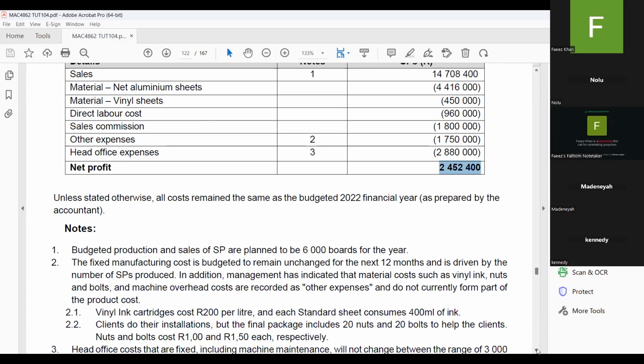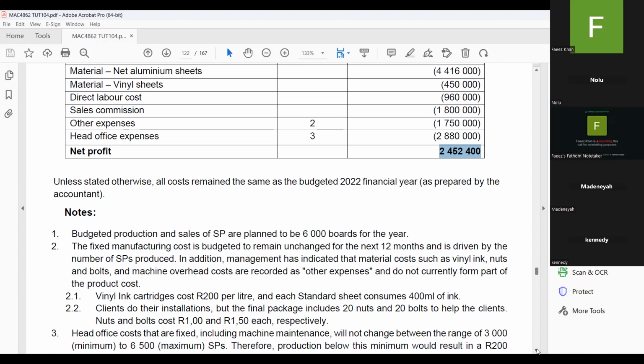Okay. Unless stated otherwise, all costs remain the same as the budgeted 2022 financial year. So remember above, we had the budgeted 2022 financial year for May as prepared by the accountant. Okay, so notes, the budgeted production and sales of SP are planned to be 6,000 boards for the year. So production and sales, 6,000. Okay. The fixed manufacturing cost is budgeted to remain unchanged for the next 12 months and is driven by the number of SP boards produced.